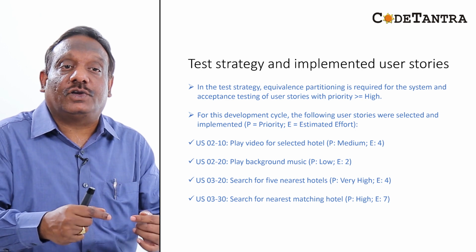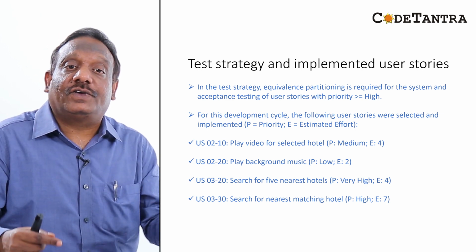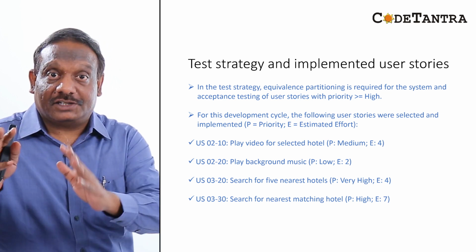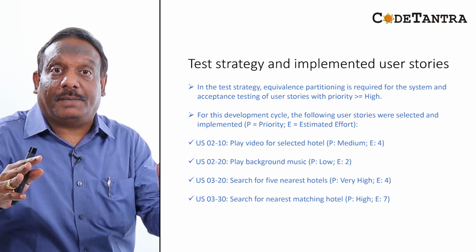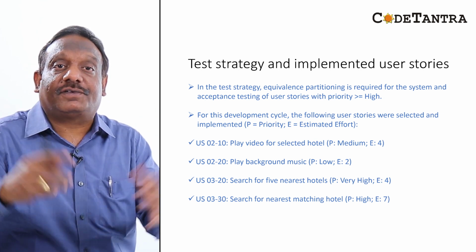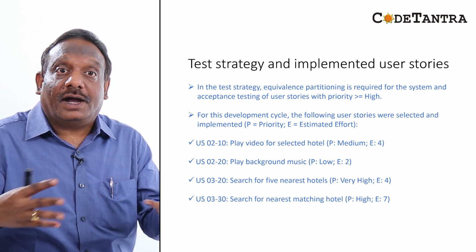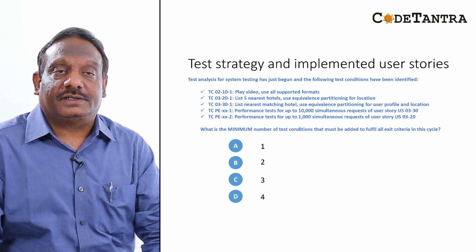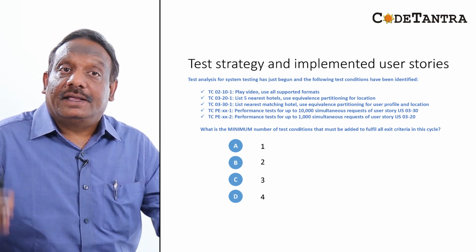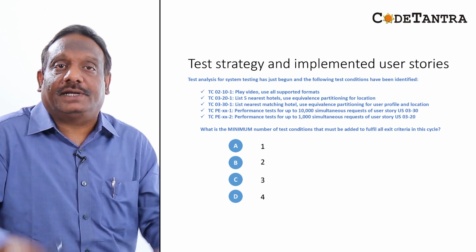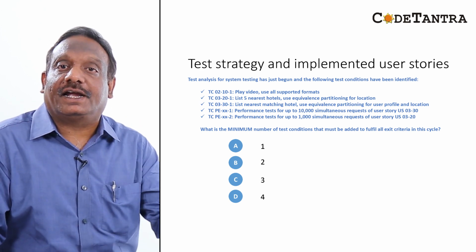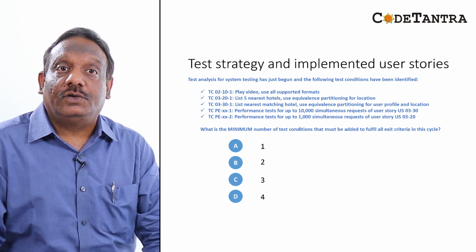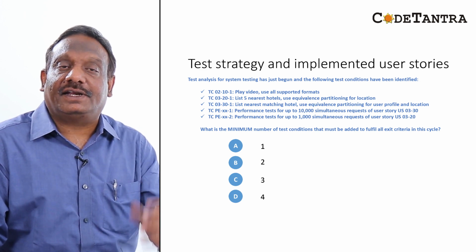And the fourth user story, 330, is search for nearest matching hotel, priority is high and estimated effort is 7. So keep this in mind, because you have to build a kind of traceability as you try to understand and analyze this test situation. So given this situation, this is the question for you. The test analysis for system testing has just begun, and the following test conditions have been identified by your team. Now you are the test manager, you have to see if anything is missing in the test analysis activity.